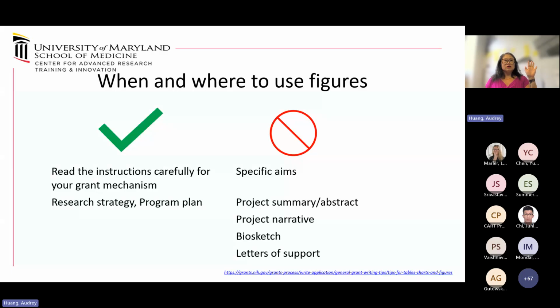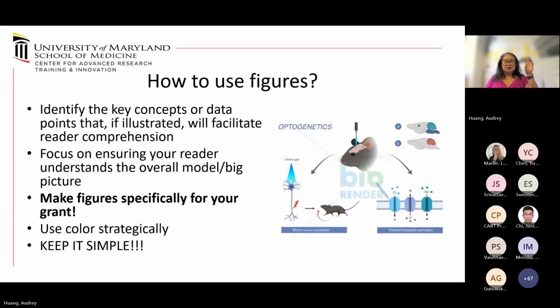So it's really your research approach, research plan section where figures go. So how to use them. Identify key concepts or data points that, if you illustrate them, will make it so much clearer to the reader.